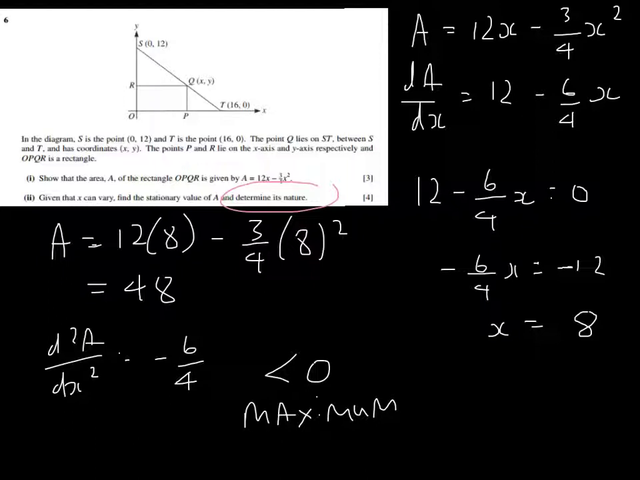If you're still struggling to remember why, when it's less than 0, it's a maximum, the way I remember it, I don't know why this works, but if you think of a negative parabola has a maximum point. And so when the gradient's negative, it's like a negative parabola, in which case it's a maximum point that it must be.